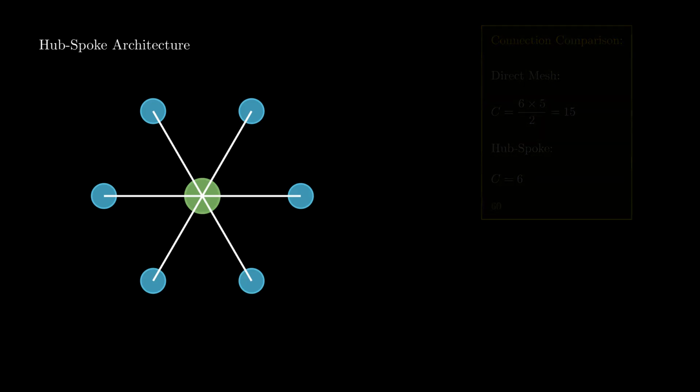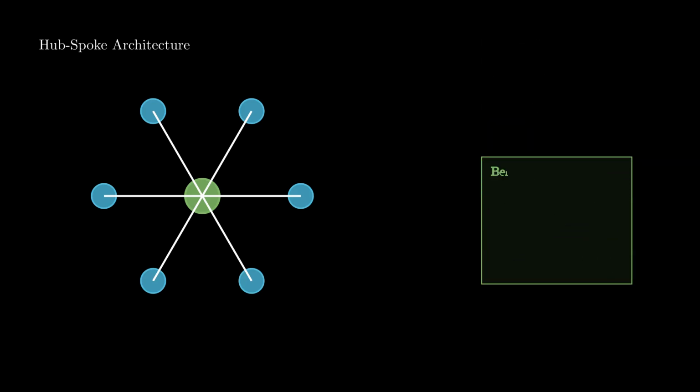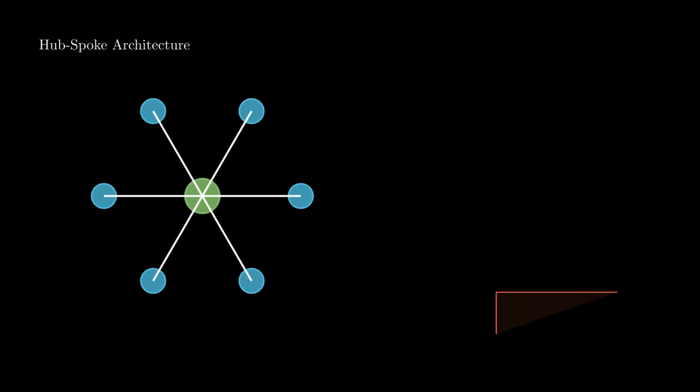Hub-spoke architecture offers significant management advantages. Adding new agents is simple. Just connect to the hub. All routing decisions are centralized. But here's the critical trade-off. Remove the hub, and the entire network fails. This single point of failure makes hub-spoke architectures vulnerable.